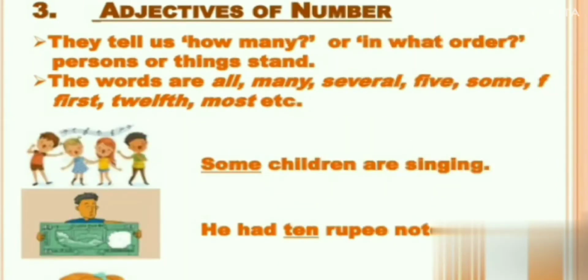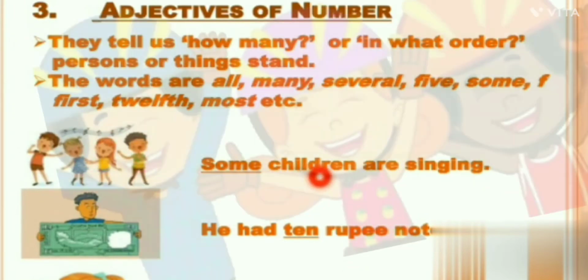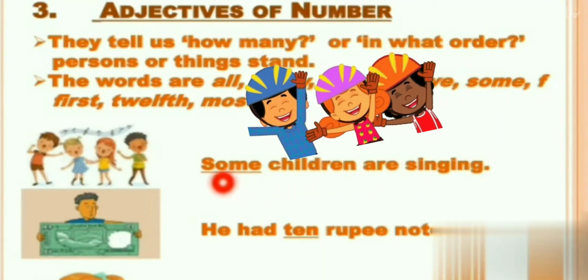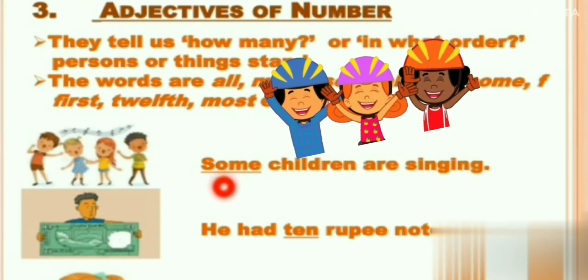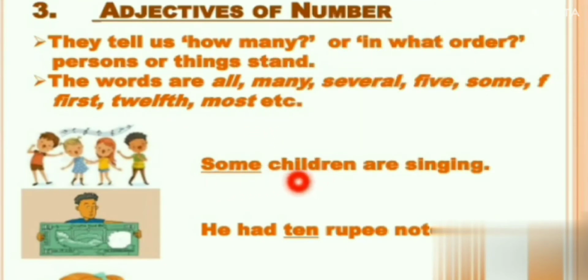Number 3, adjectives of number. Adjectives of number tell us how many or in what order persons or things stand. Those are all, many, several, 5, some, first, 12th, most. Example, some children are singing. Now some is adjective of number because it is modifying children.